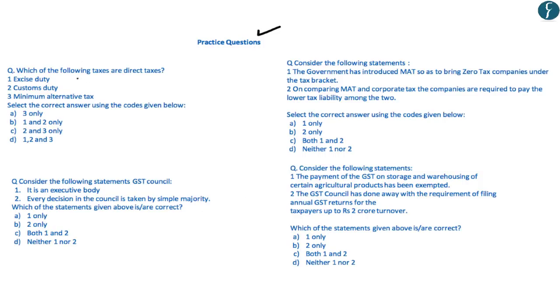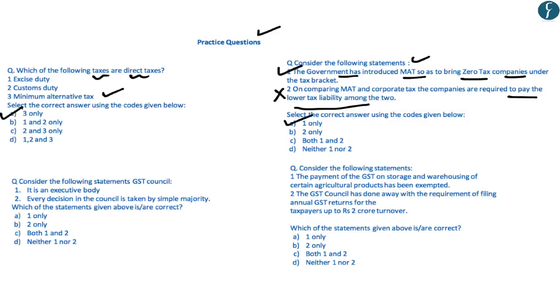First question talks about which of the following taxes are direct taxes. Now, we discussed minimum alternate tax and the correct answer is option A, that is 3 only. Second question is we have to consider the following statements. First statement is the government has introduced MAT so as to bring zero tax companies under tax bracket. And second is on comparing MAT with corporate tax, the companies are to pay the lower tax liability among the two. We already know that second statement is incorrect and first statement correct, and hence the correct answer is option A. Let's move to the next question.